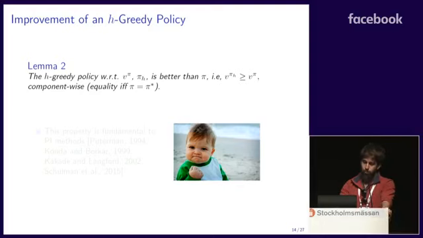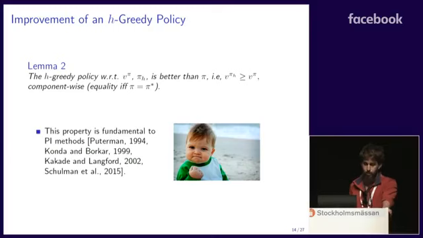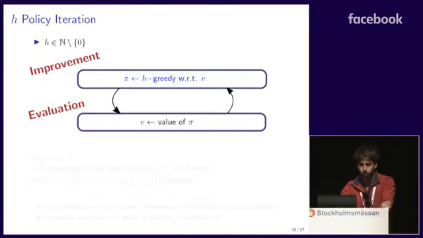Now, this property is really important. It's fundamental to any policy iteration method. And it also motivates us to define here the h policy iteration algorithm. The h policy iteration algorithm basically replaces the one-step greedy policy at the improvement stage with an h greedy policy with respect to v.